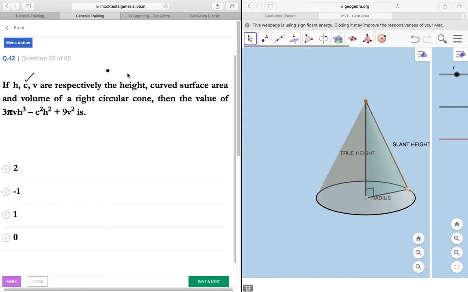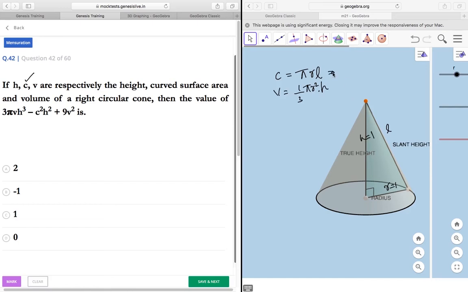One is C, that is curved surface area. So C is equal to pi RL, where this is the slant height L, this is the radius, and let's say this is the height. And then the volume is equal to 1/3 of pi r square h. Fine. What I will do is I'll assume r is equal to 1 and h also is equal to 1.